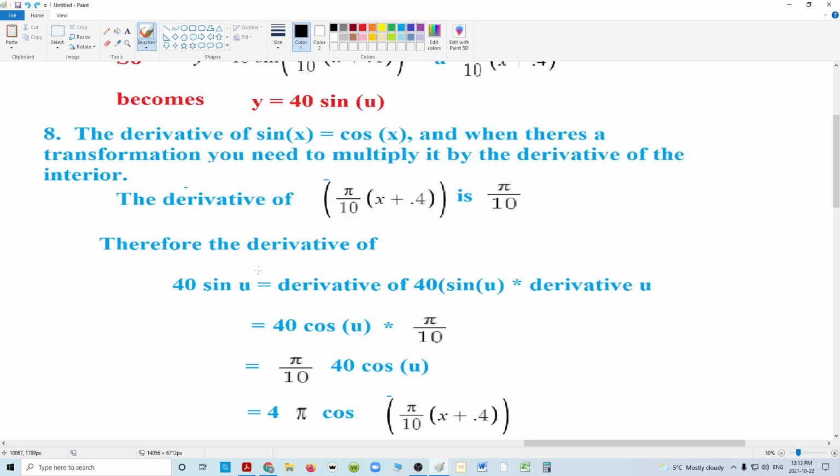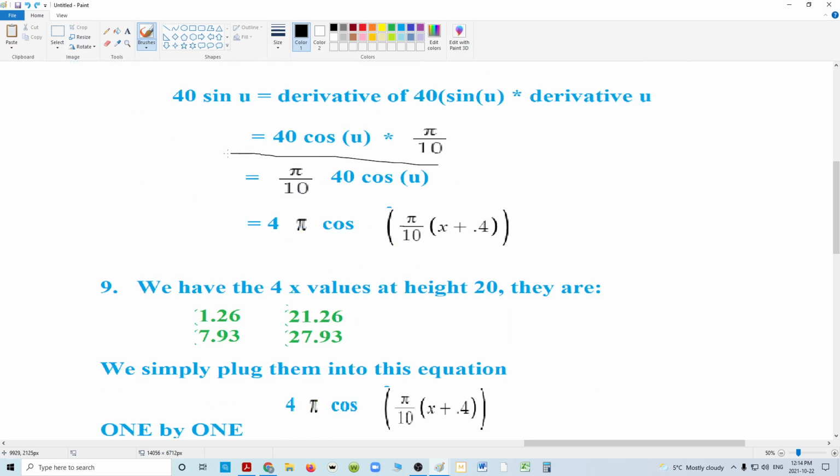And therefore, the derivative of 40 sine u is equal to the derivative of sine u times the derivative of u. The derivative of 40 sine u is 40 cos u, and the derivative of the interior u is pi over 10. Therefore, this is the derivative formula for finding how fast that Ferris wheel is going up or going down at any point of x. But we've got to replace this u over here.